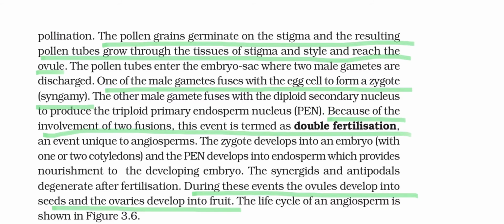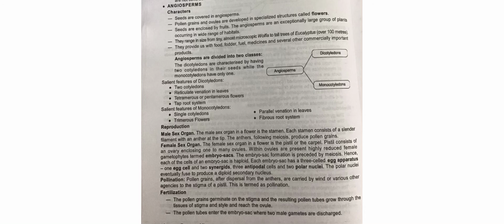Here, majorly in angiospermic plants, the 2 fusions take place for the embryo sac. That is why a special term is used, which is known as double fertilization. So the details of double fertilization I will explain to you in your 12th standard. Right now only remember these few terms. So after double fertilization, the ovules develop into seeds and the ovary develops into fruit, which is the main identification of all the angiospermic plants.